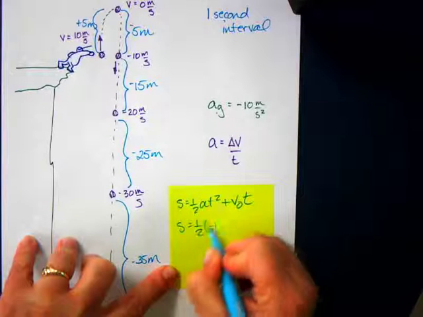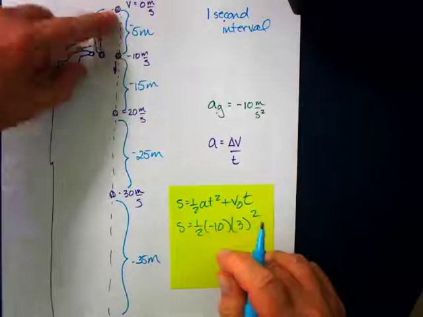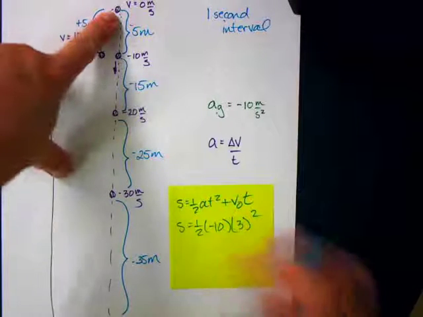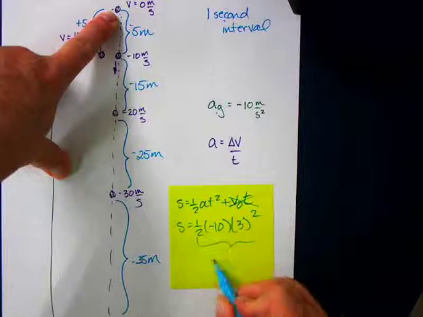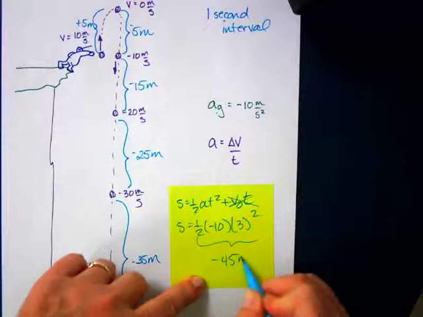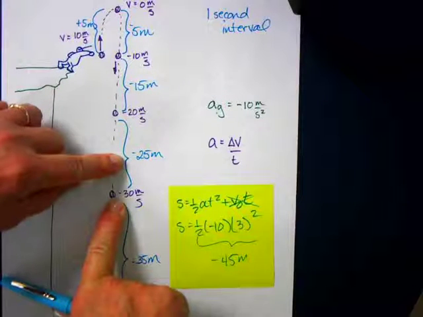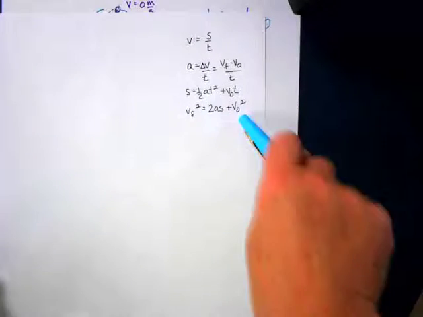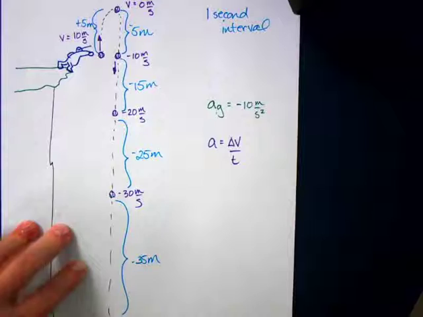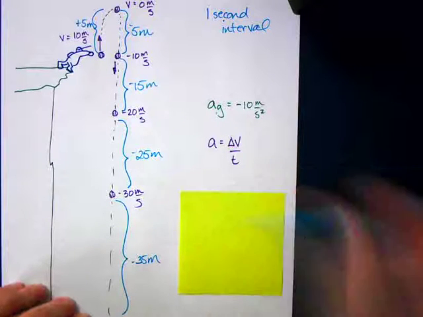Let's do this one. This one we might need to write out just a little bit. So distance equals 1/2 times -10 times 3 squared. And then what's the initial velocity at the tippity top? 0. So all done with that part, right? That goes bye-bye. Is that correct from here to here? 5 plus 15 plus 25, -45? Woohoo!